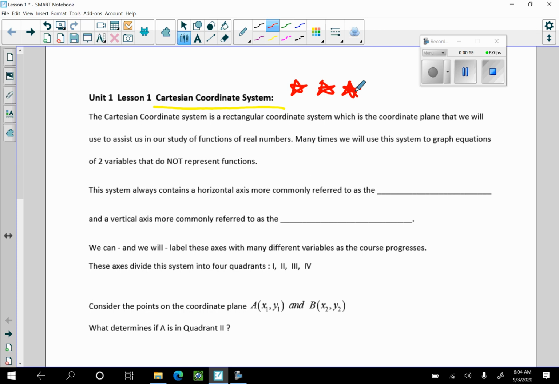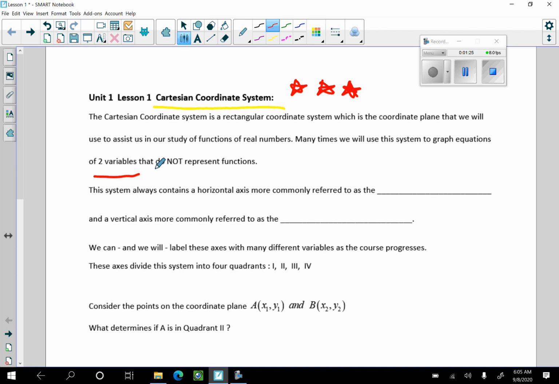The Cartesian coordinate system is a rectangular coordinate system. This is going to be important, which is the coordinate plane that we will use to assist us in our study of functions of real numbers. Many times we will use this system to graph equations of two variables that do not represent functions. But for most of our study, the two variable equations can be represented implicitly and explicitly as functions.